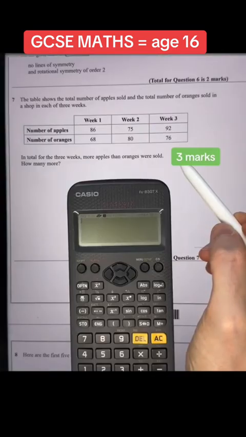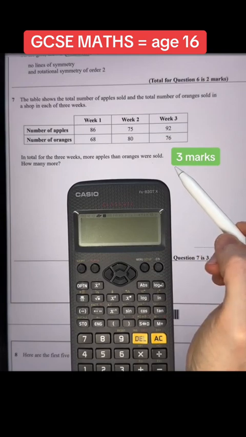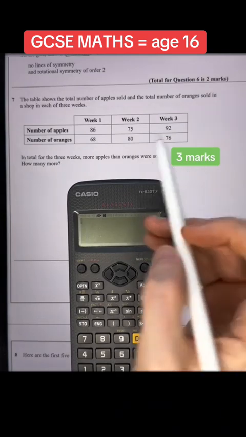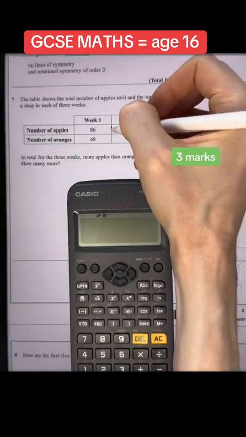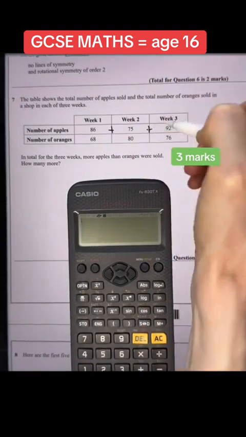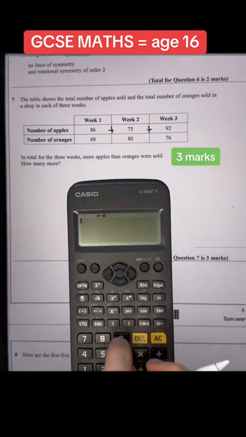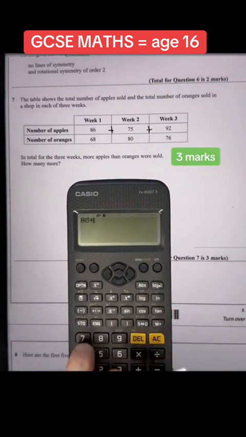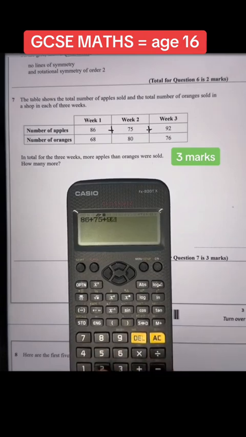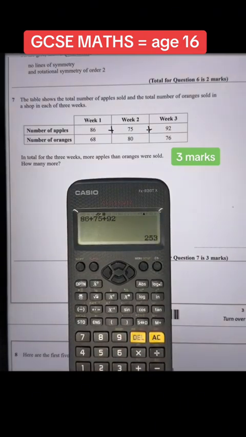Question 7. The table shows the total amount of apples sold and the total amount of oranges sold in a shop in 3 weeks. In total for the 3 weeks, more apples than oranges were sold. How many more? So first I want to work out the number of apples sold. So we're just going to add up our 86 plus our 75 plus our 92. So in our calculator, we just type 86 plus 75 plus 92. And that gives us the total number of apples, which is 253.